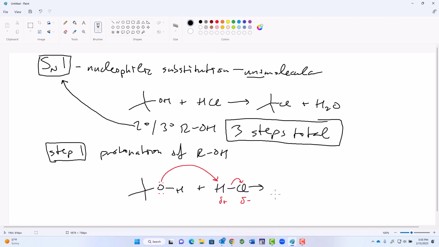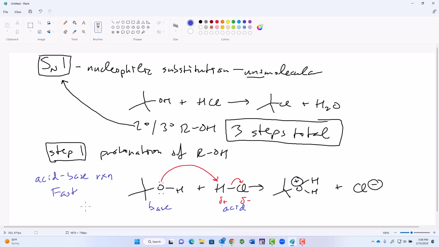And we have effectively protonated the alcohol. So this goes from OH to OH2. This is going to have a positive charge now. And we would have a Cl minus counter ion that is left as a result of this protonation. Now, things to note, this would be our base. This would be our acid. So as we see, this is going to be an acid-base reaction. And as we know, acid-base reactions are going to be very fast. So this is a fast step in the process.